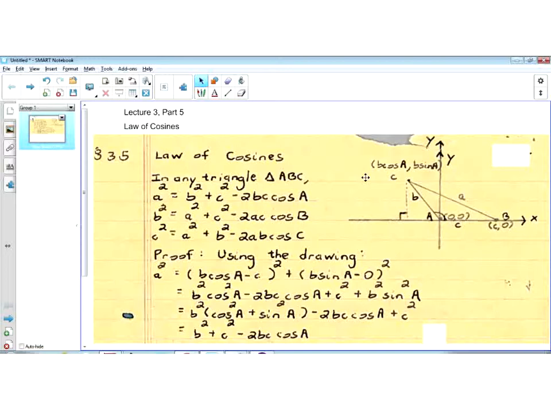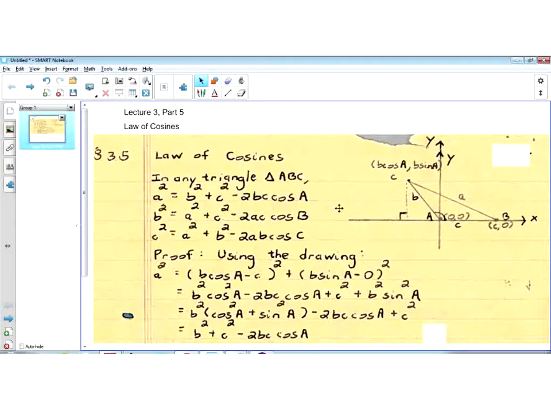So in any triangle, the law of cosines stipulates this: the length of a side, in this case A squared, is equal to the sum of the squares of the lengths of the other two sides, B squared plus C squared, minus 2 times the product of the other two sides, B and C, times the cosine of the angle between those two sides.